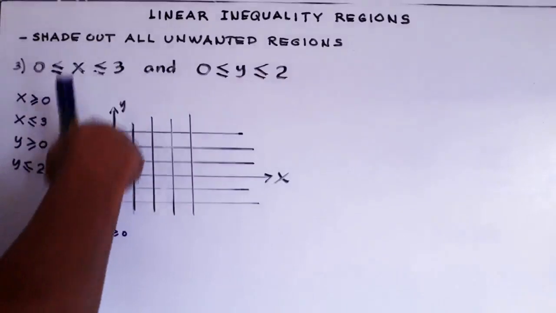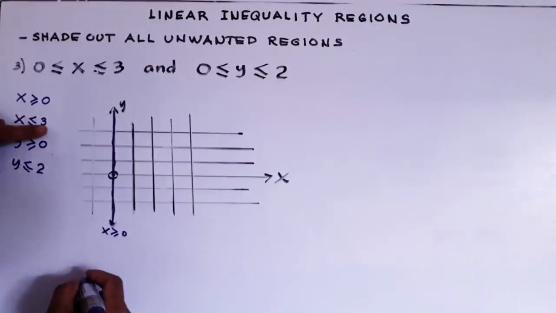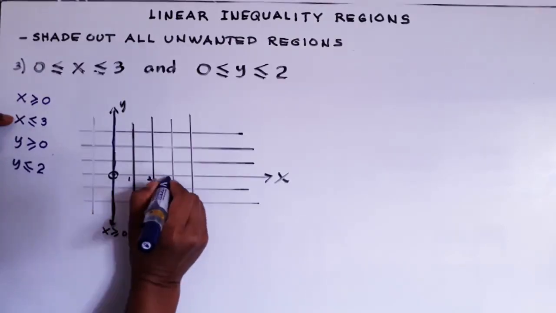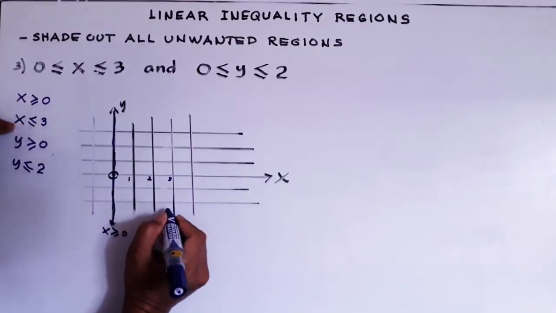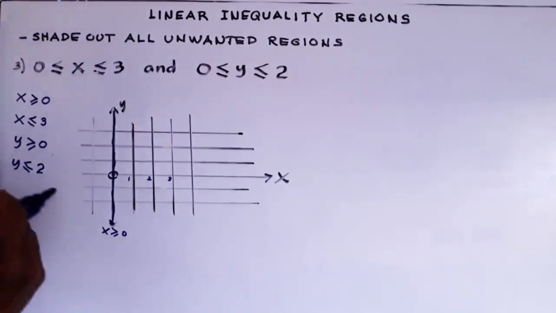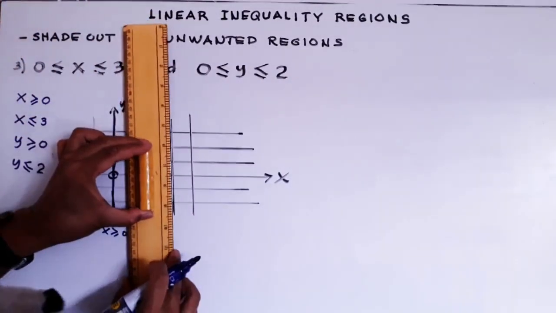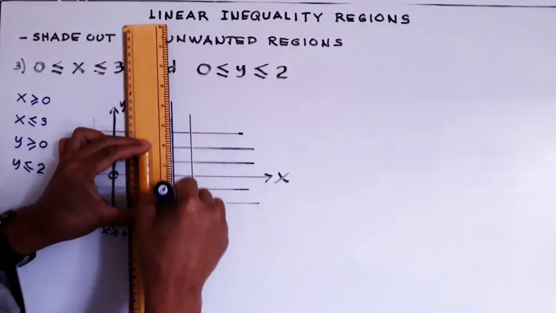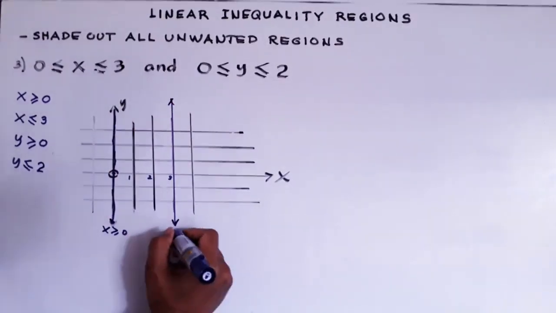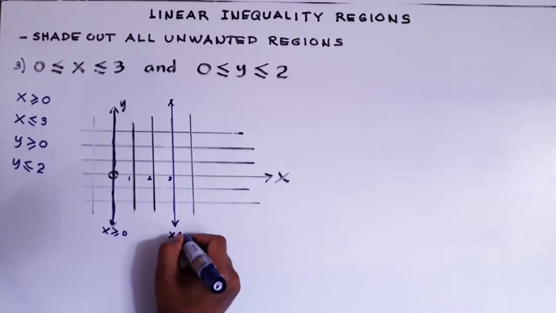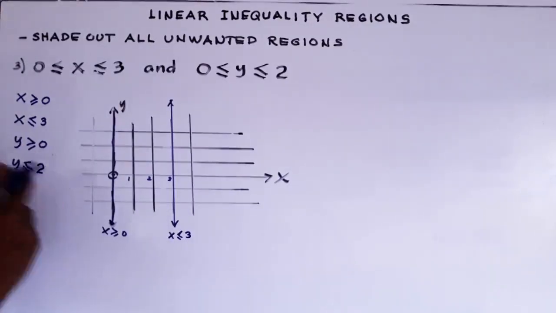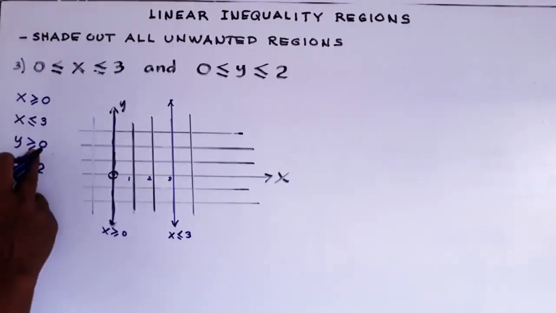Okay, that one. Now find the 3 on the x-axis. Where is the x-axis? Okay, 1, 2, and 3, because that one is 3. And the same thing, that is a vertical line here. Where is my ruler? Okay, here, and it's not dotted. It's visible. Okay, this one. Let us label this one as x less than 3.